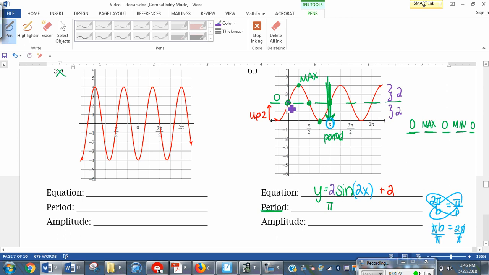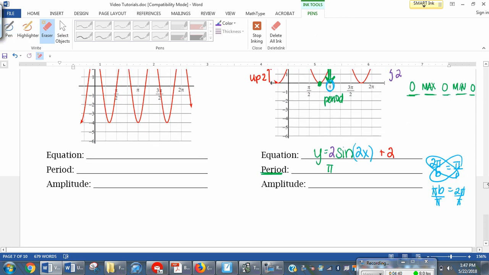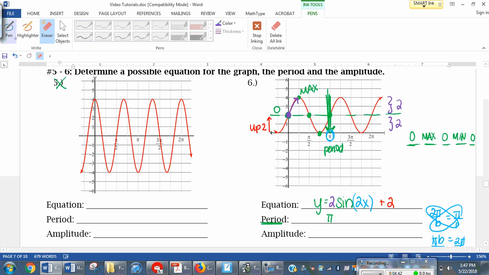Now, if I specifically went from an O to a max, it's a positive in front, leading coefficient. But if instead it went from an O to a min, we would put a negative in front. Okay, so it doesn't go O to min, it goes O to max. So again, we said that the amplitude is 2.